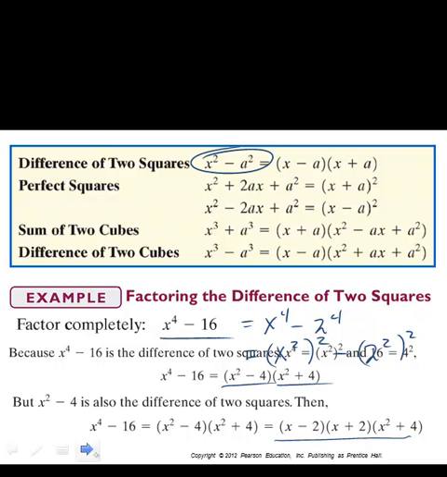Okay, complete factorization. Now, the x squared plus 4, there's really not much that we could do with it and still remain within the realm of real numbers. x squared plus 4 is what we call prime. It cannot be broken down anymore.